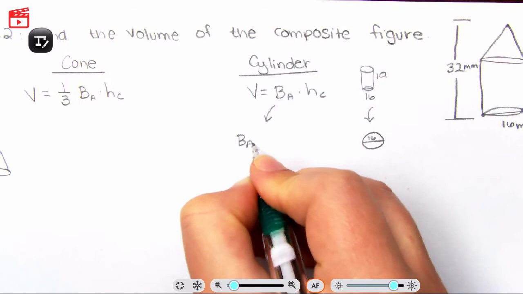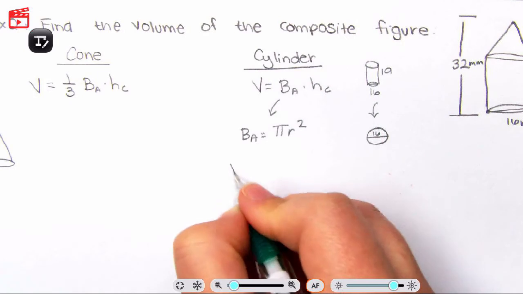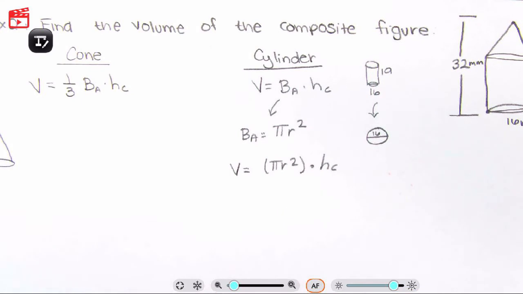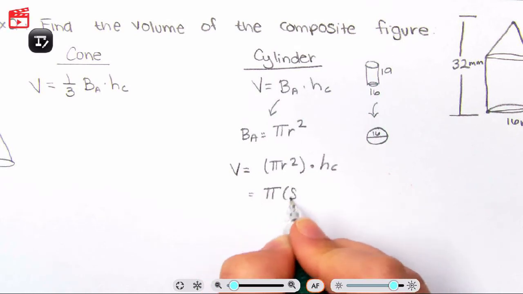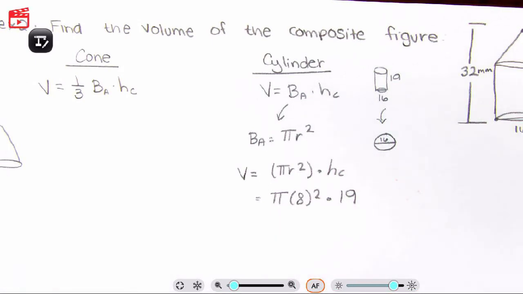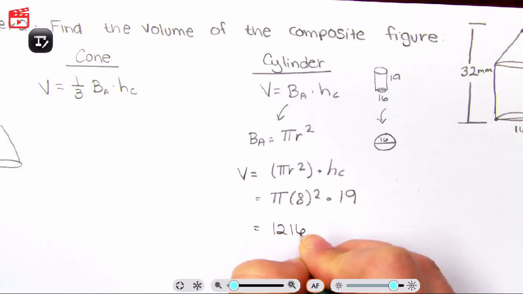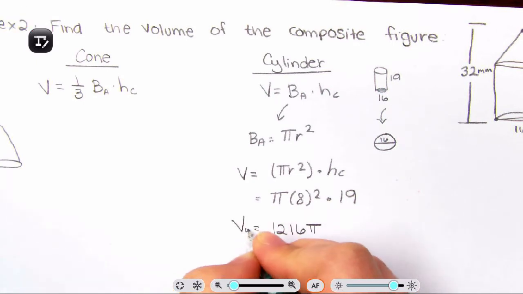So base area, and what is the base? Base is a circle, so we want pi r squared. So volume is equal to pi r squared times the height of our cone. So what is the radius? 16 divided by 2 is 8. So I have pi times 8 squared times the height of the cylinder, and the height of the cylinder is 19. Big number for me, so I am going to use a calculator. 8 squared is 64. 64 times 19 is 1,216. We still have that pi there. We have pi, and that is our volume for our cylinder.